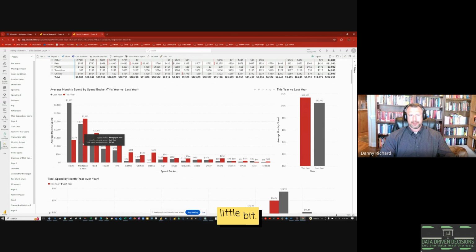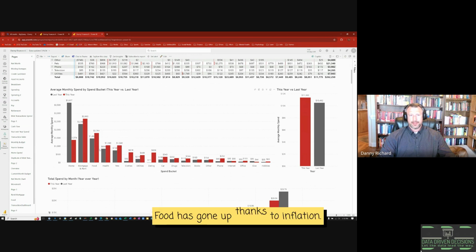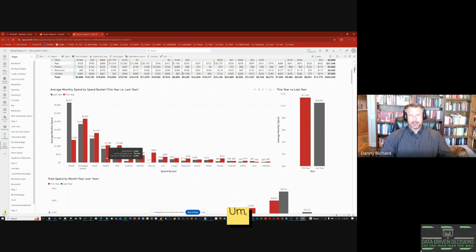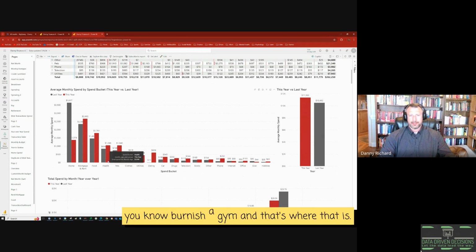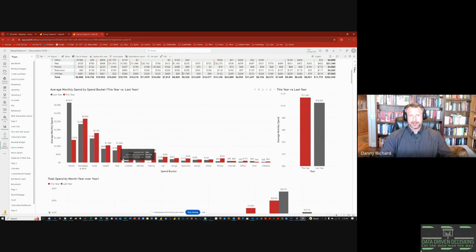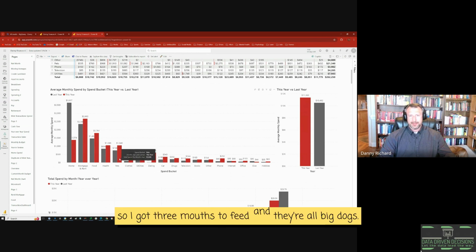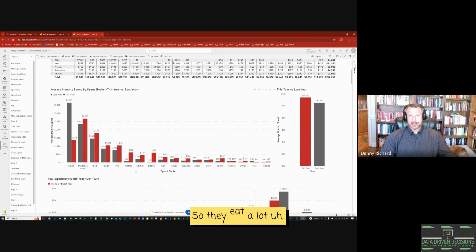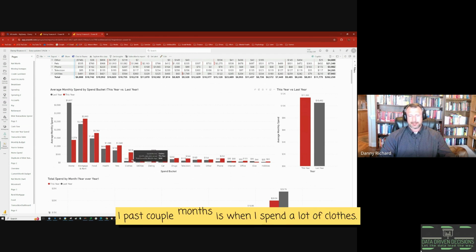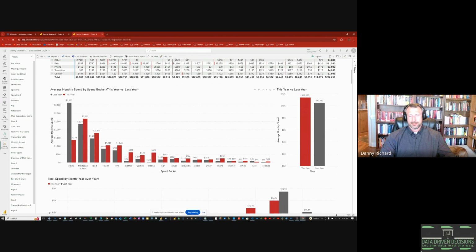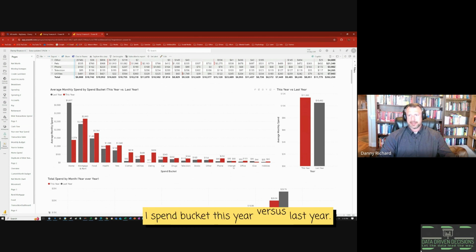Mortgage and rent, that's gone up a little bit. Food has gone up thanks to inflation. Health has gone up. I did furnish a gym, and that's where that is. Pets has gone up. I got a third dog now, so I got 3 mouths to feed, and they're all big dogs, so they eat a lot. Clothes, I need to stop spending money on clothes. Past couple months is when I spent a lot on clothes, and yeah, this is nice. So this is by spend bucket this year versus last year.